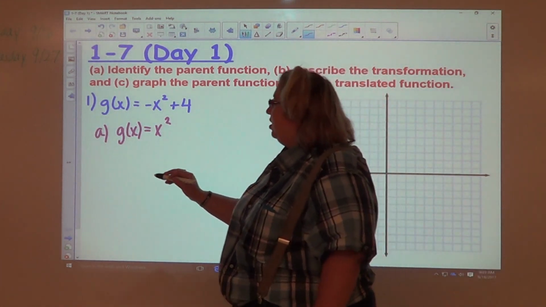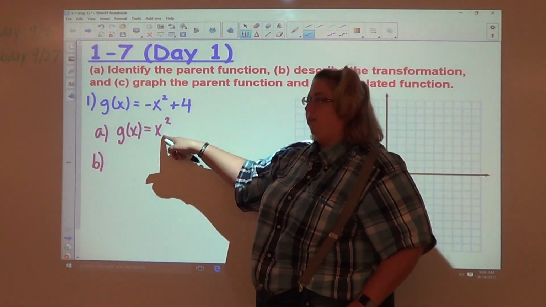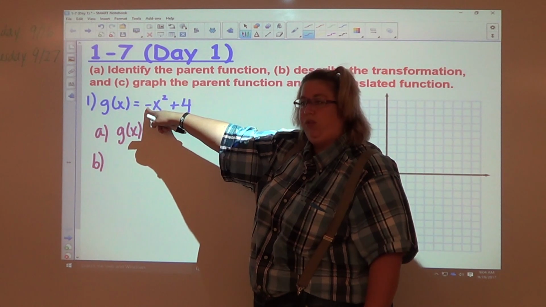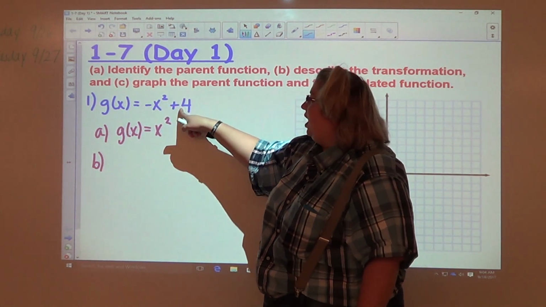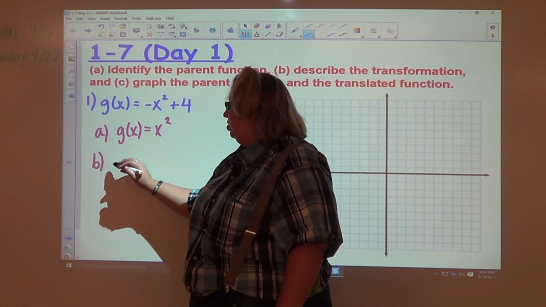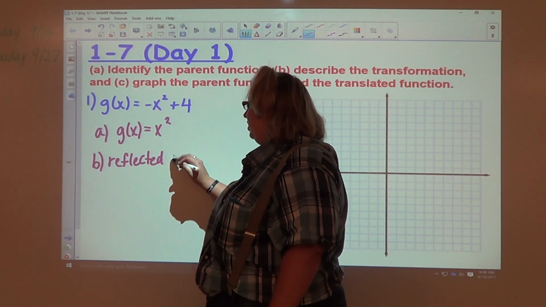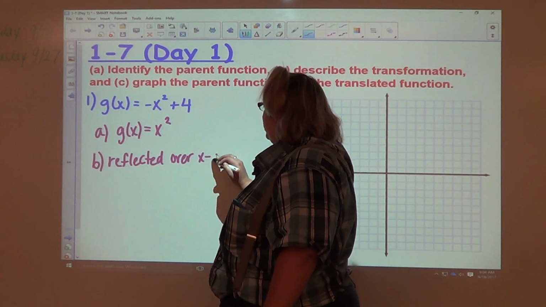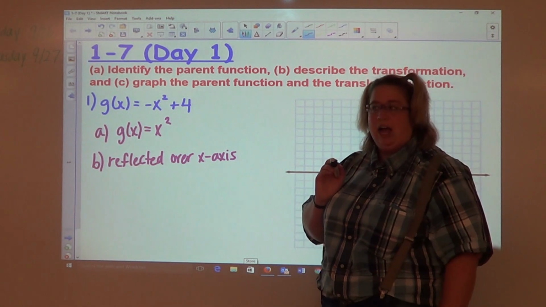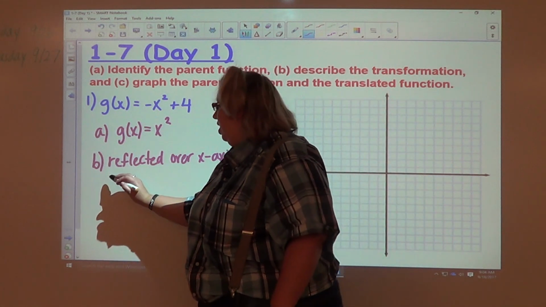Okay, B is describing what's going on. So I look from here's my parent function, what do I have going on from here to here? Well, I have a negative in front of the whole thing. Then I also have a plus 4. Well, if you look at your transformations, a negative in front of the whole thing means it's reflected over the x-axis. Does anybody know if you add 4 on the outside, what it does? It goes up 4.